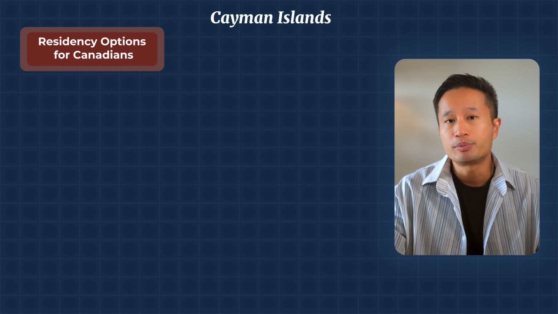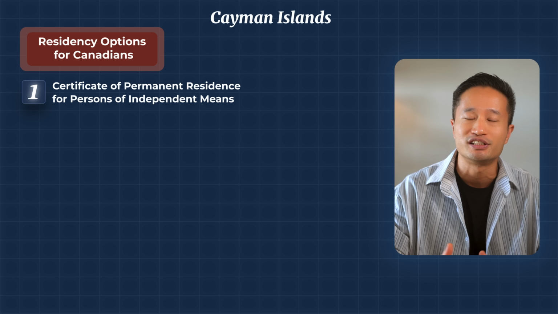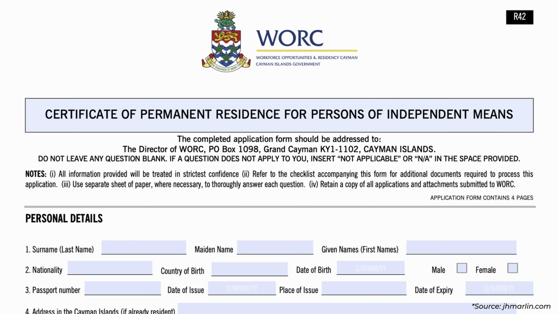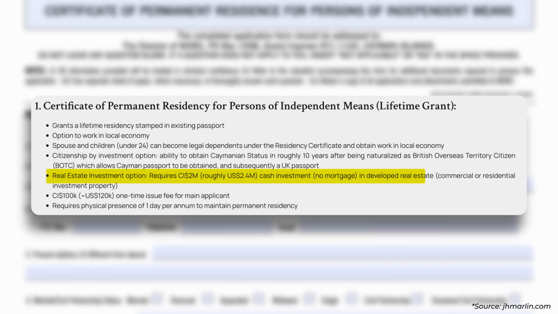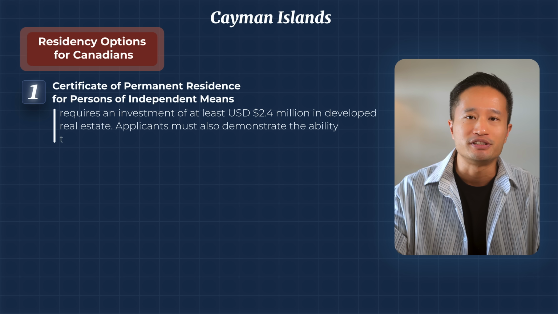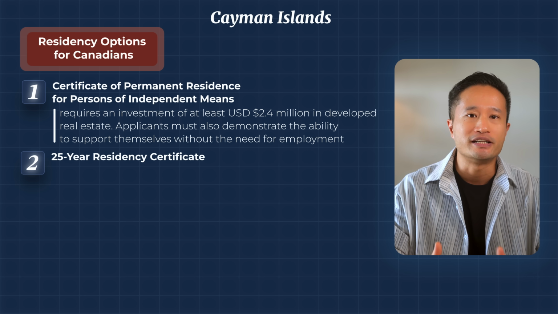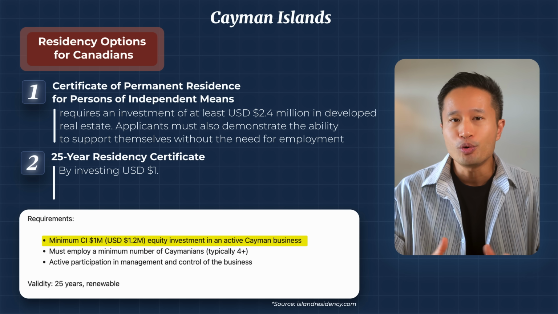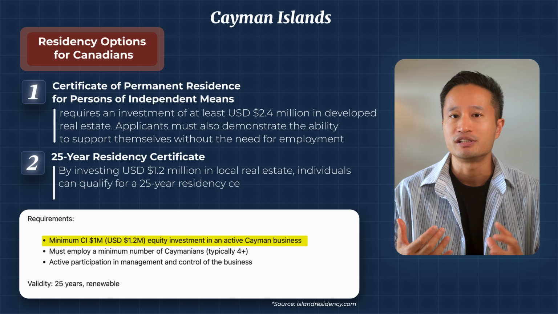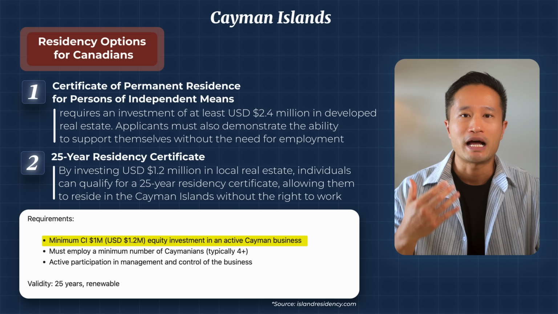Some residency options for Canadians: number one, a certificate of permanent residence for persons of independent means. This option requires an investment of at least $2.4 million USD in developed real estate. Applicants must also demonstrate the ability to support themselves without the need for employment. The second way is a 25-year residency certificate. By investing 1.2 million USD in local real estate, you can qualify for this certificate. This allows you the right to reside in the Cayman Islands, but you won't have the right to work.